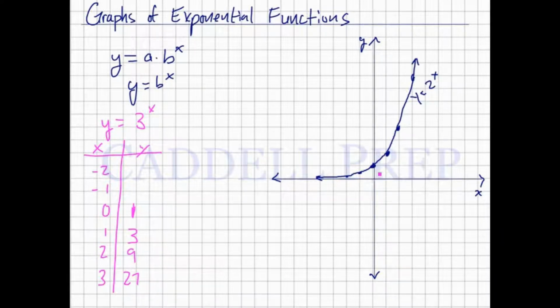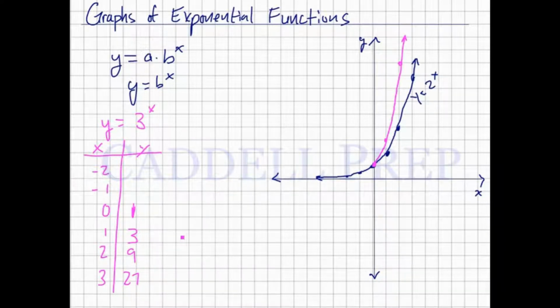So (0, 1), same point here. (1, 3), it's already past it. (2, 9) is much higher than this previous one, even higher than the next point, and then (3, 27) is going to be off the graph. So it gets very steep very quickly.